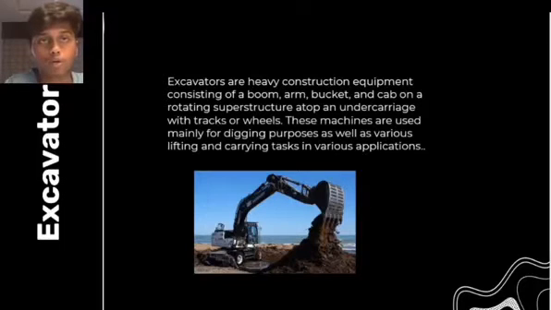Now we are going to talk about the excavator machine. An excavator machine is a big machine used in construction to dig, lift and move heavy stuff like dirt, rocks or debris. There are different kinds of excavators. Some have wheels, some have tracks like a tank, and others are smaller and more versatile.